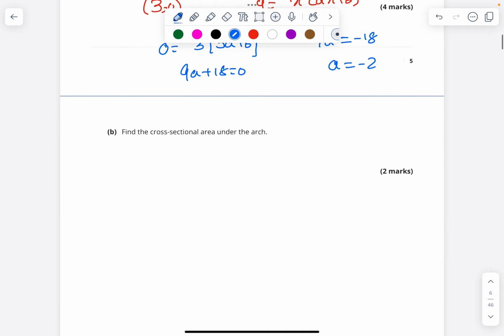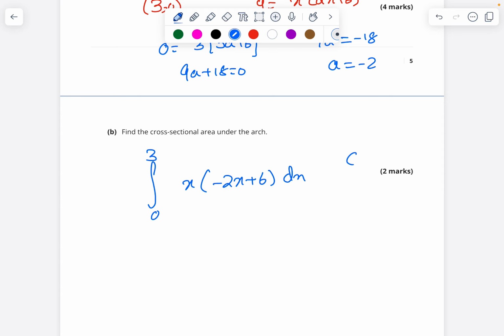Find the cross-sectional area of the arc. So we have to find the area. It is starting from 0, ending at 3. So the integral of x(-2x + 6) dx. Use the GDC to get that answer as 9 meters squared.